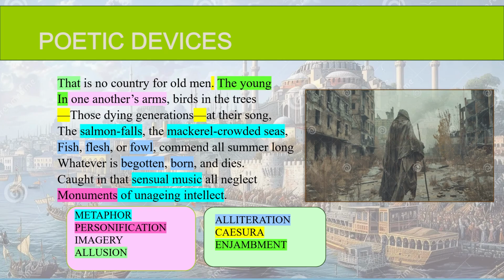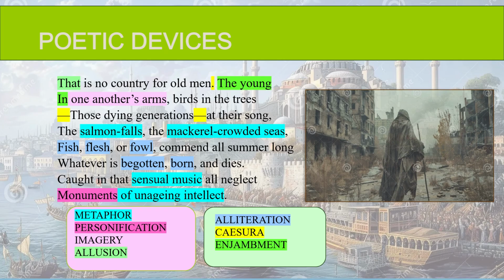Here it is colored pink because monuments is also representing personification. But it's also a metaphor. Monuments of unaging intellect. Imagery: in one another's arms, birds in the trees. Those are the imageries. Allusions: it's alluding seemingly to Ireland because Yeats was a citizen of Ireland. However, it could mean any country. That is a symbol or allusion to any other country.